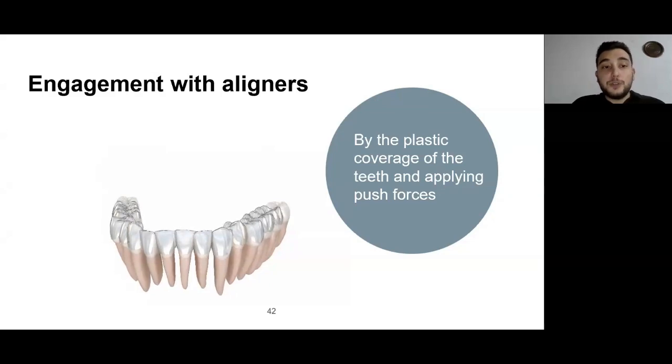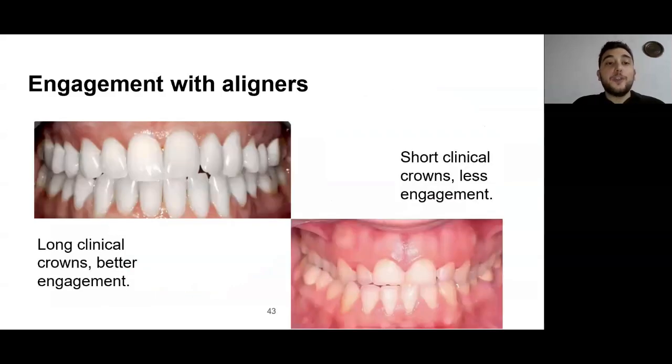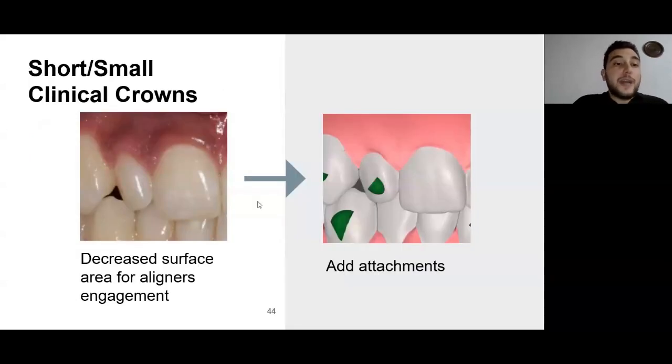So a great part of the efficiency of the force applied by the aligner is going to depend on the size of these teeth. For short clinical crowns, we're going to have less engagement. And for long clinical crowns, we are going to have more engagement of the aligner and more force applied. So this is where attachments come into play. For teeth with decreased surface area, where we're not going to have proper aligner engagement, we're always going to need to add attachments to increase the surface area of the tooth and to apply the forces in a certain direction or a certain way.